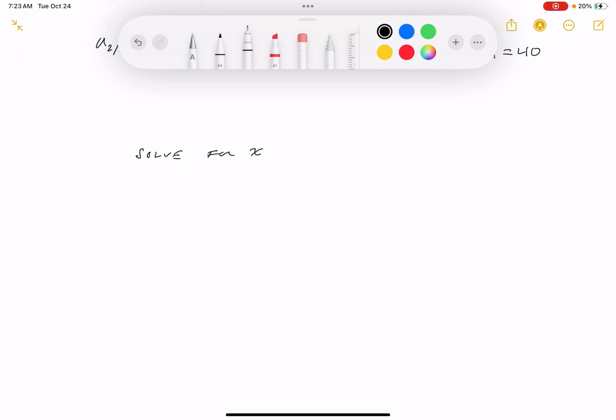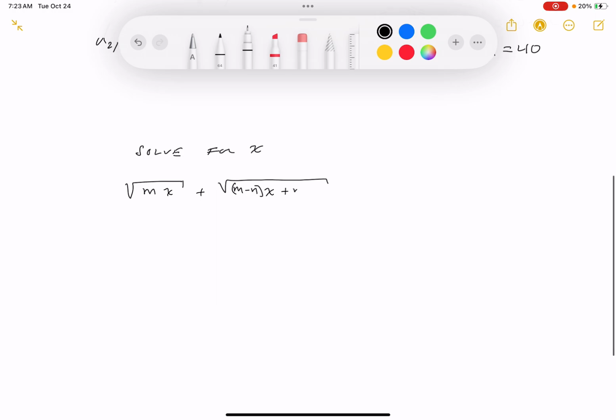for x. And my equation is, it's a root mx, and then, let's see, plus a root, and that's going to be m minus n, x plus mn. And you gotta be careful with your penmanship here because an m could start to look like an n in no time at all. And that equals 2m.